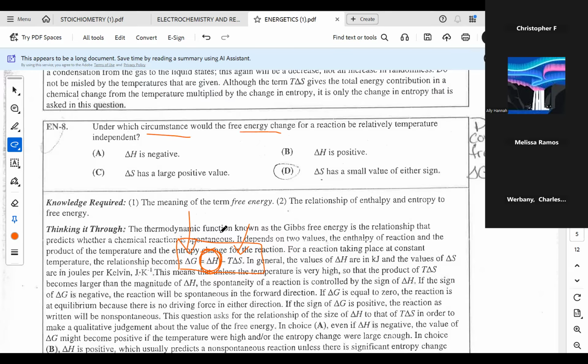So that means it would really just depend on the enthalpy of our reaction. What this is asking us to consider is that if we had a very low temperature, or a very low value of either positive or negative entropy, this value for Gibbs free energy would not be temperature dependent, right? So it would really only depend on whether we have an endothermic or exothermic reaction.